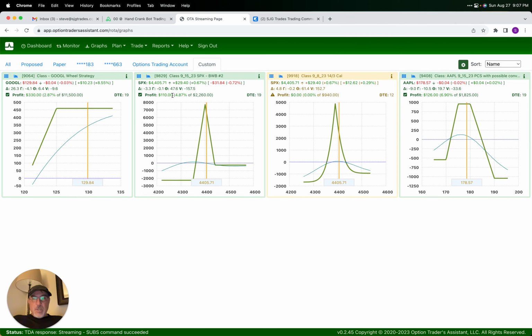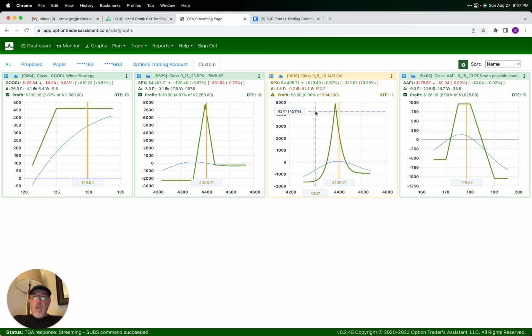Then I've got this particular trade that expires on 9/15 in SPX. And then this is a new calendar that was just opened. This was opened on Friday, and so it's currently at a scratch. Then this Apple trade, which opened as a put credit spread, and then I added a call credit spread to turn it into an iron condor. So that one's open as well.